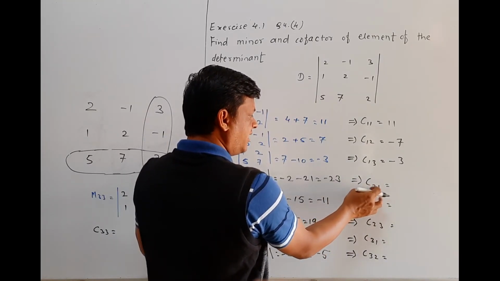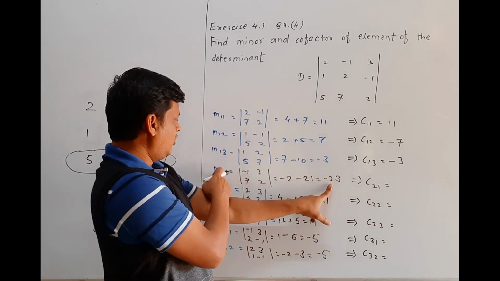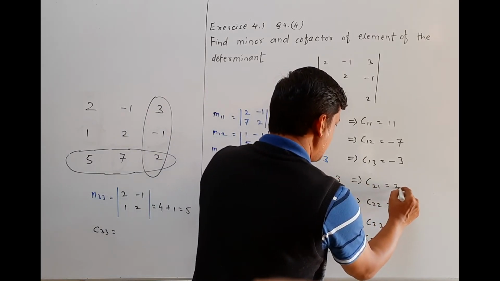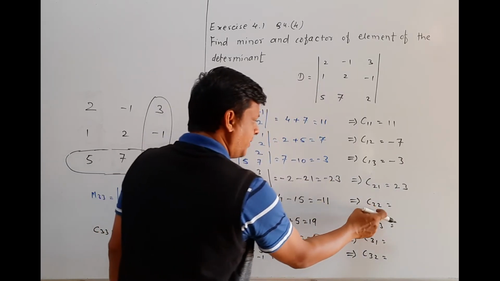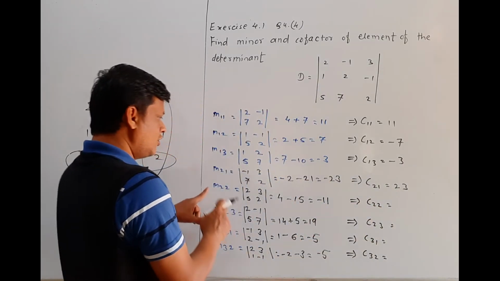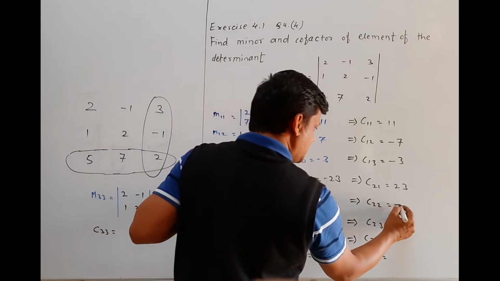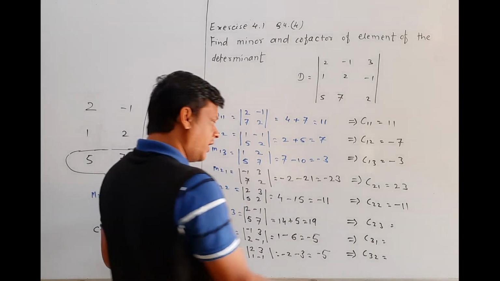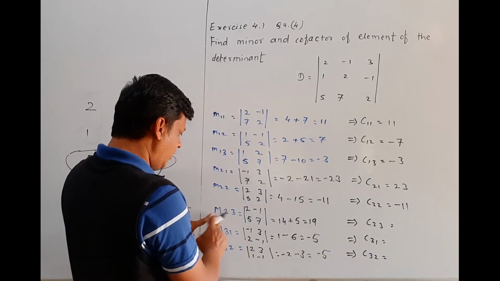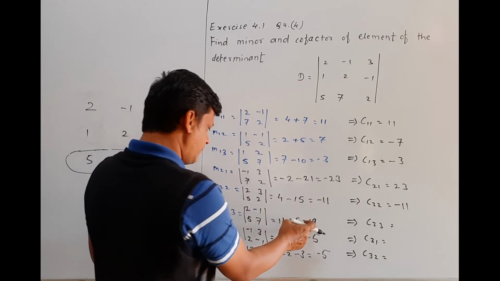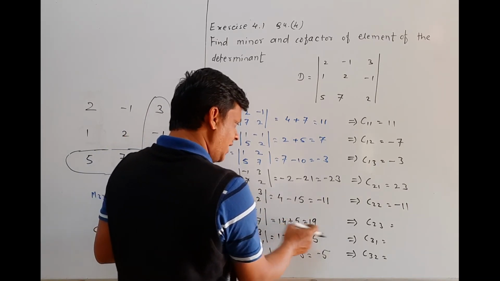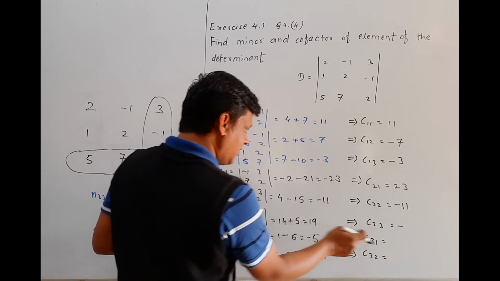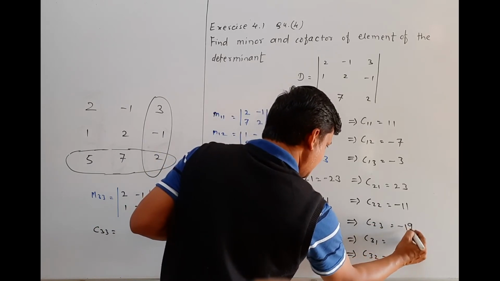2 plus 1 is 3. 3 is odd. So we have to change the sign of this minor m21. So the minor is minus 23, so the cofactor is plus 23. Then 2 plus 2 is 4. 4 is an even number. So the minor is the cofactor. So write minus 11 as it is. 2 plus 3 is 5. 5 is odd. So we have to change the sign of this minor for the cofactor. So the minor is 19, so its cofactor is minus 19.